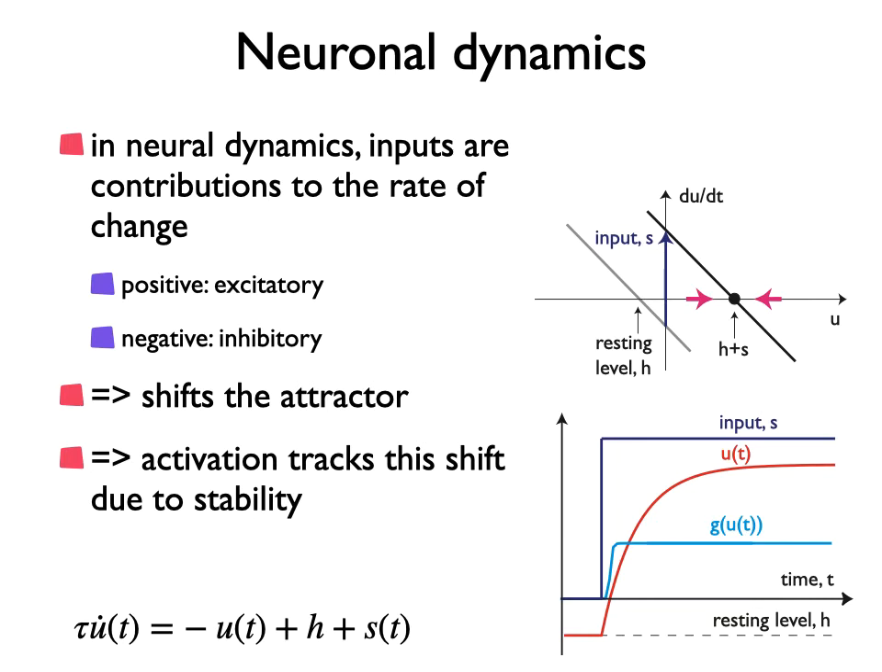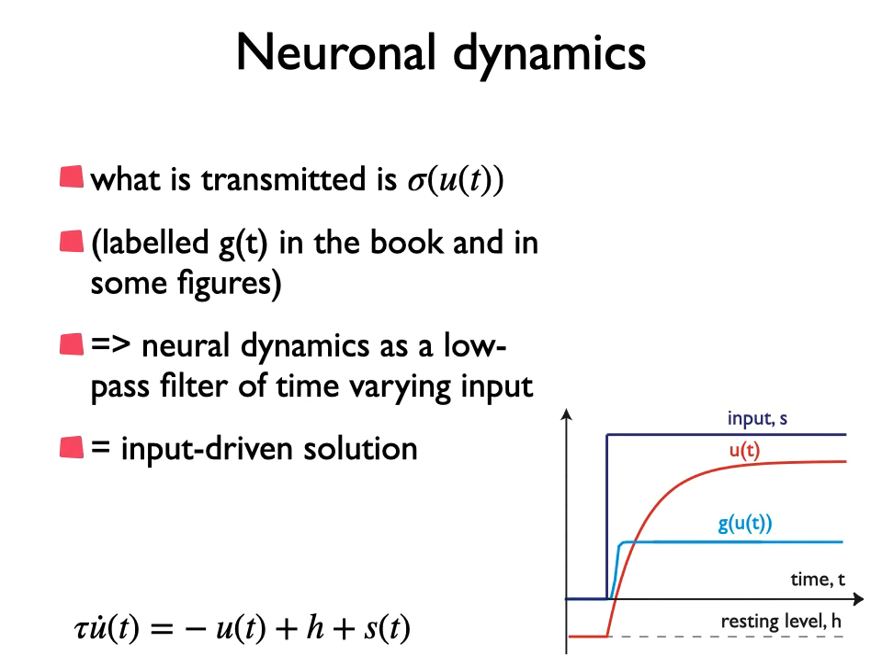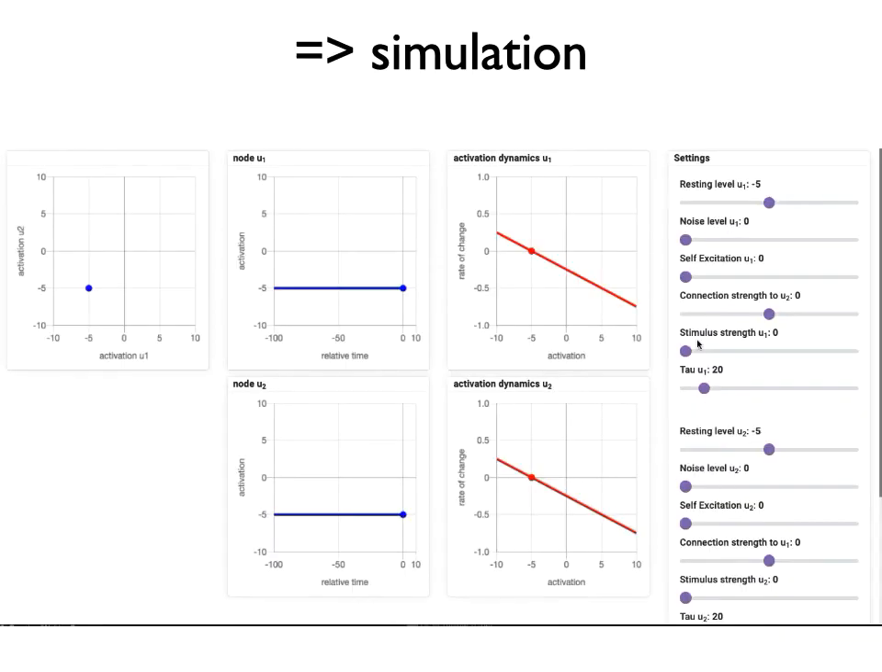And you see that in this characterization, the neurodynamics is really just a low-pass filter. The jump is translated into this smoother activation function, and the transmitted sigmoidal function is smooth, a little less so, because the sigmoid is a nonlinear function. And that is the input-driven solution that I referred to earlier for fields. That's the solution of this equation. Here is a simulation of that.